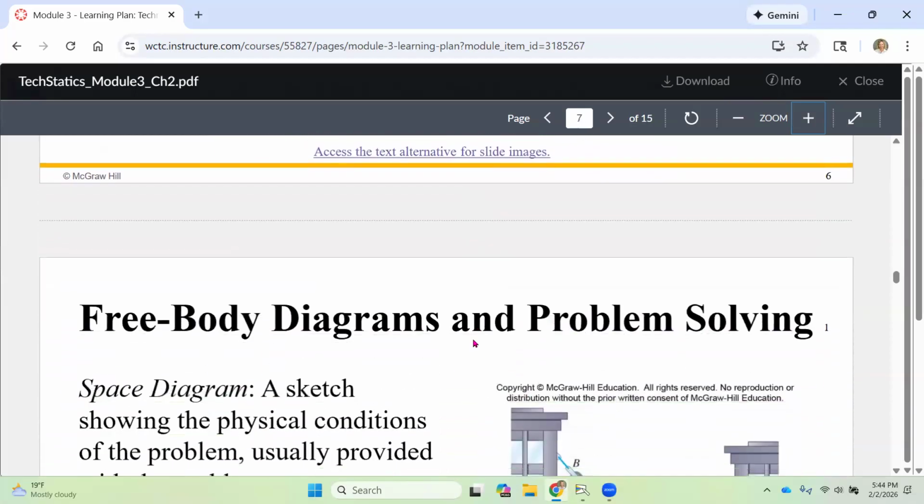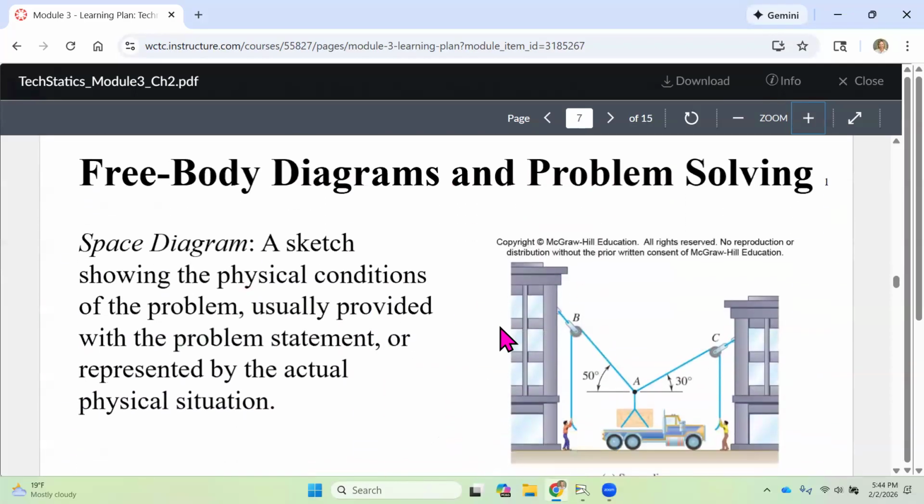Okay, so free body diagrams. Free body diagrams are going to be simplified versions of whatever the problem is that we're trying to solve.